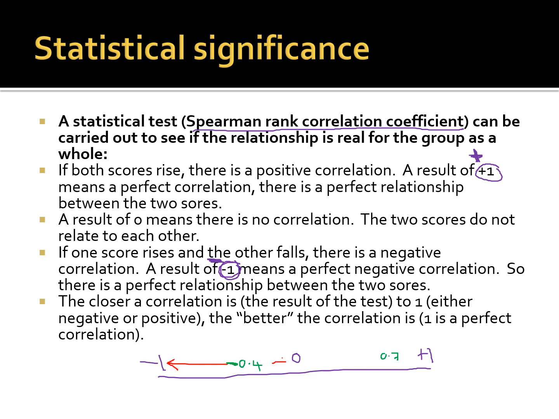It's closer to 0, and 0 would suggest there's absolutely no relationship going on whatsoever, and therefore this result here is quite a poor correlation. So the closer to 1 or -1 your result, the better your correlation is. The closer to 0, the worse your correlation is, and the less significant your data becomes.